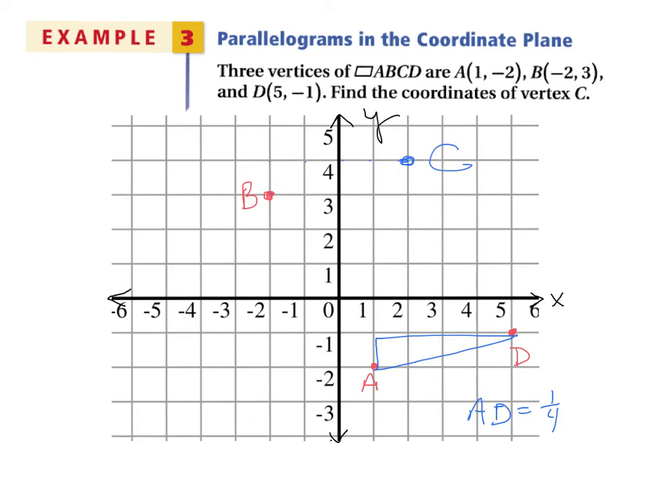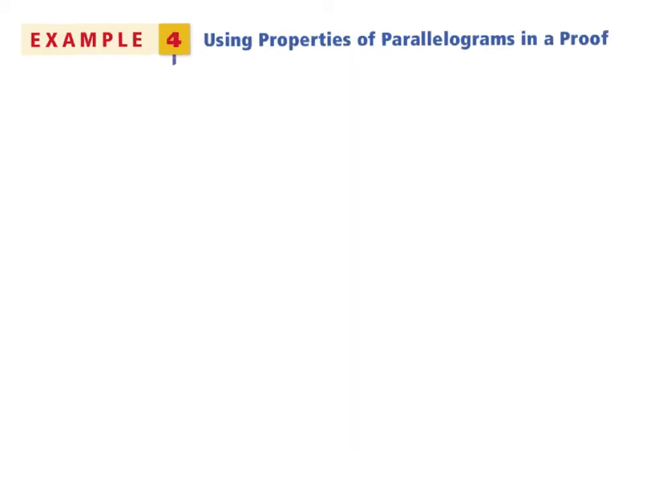So then C, since it has the same slope, would be the point of 2, 4. So once again, if you are given 3 points of a parallelogram, use the slope to find the 4th remaining point. So in example number 4, we're going to actually write a 2-column proof.